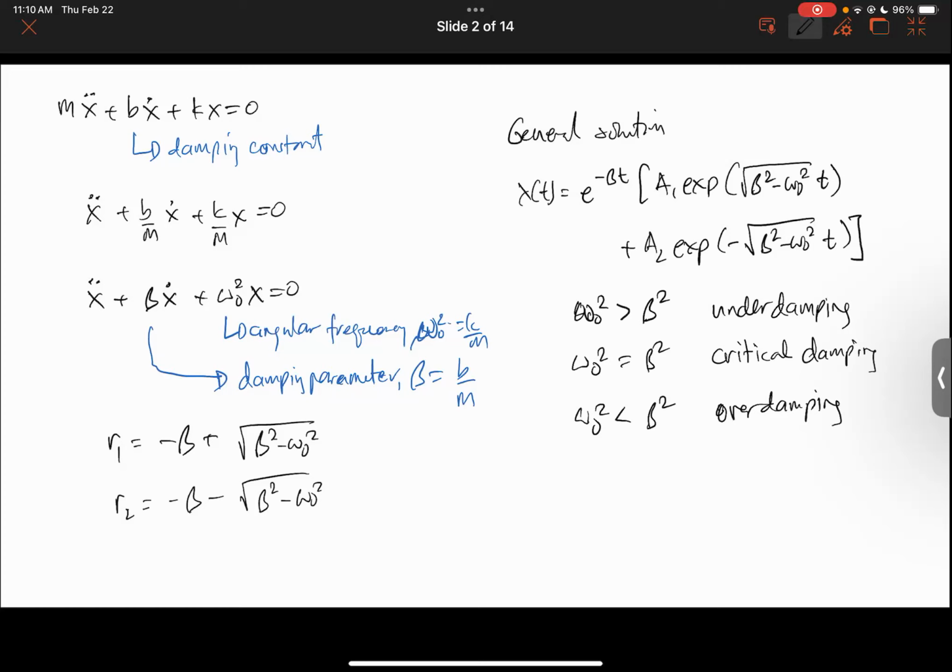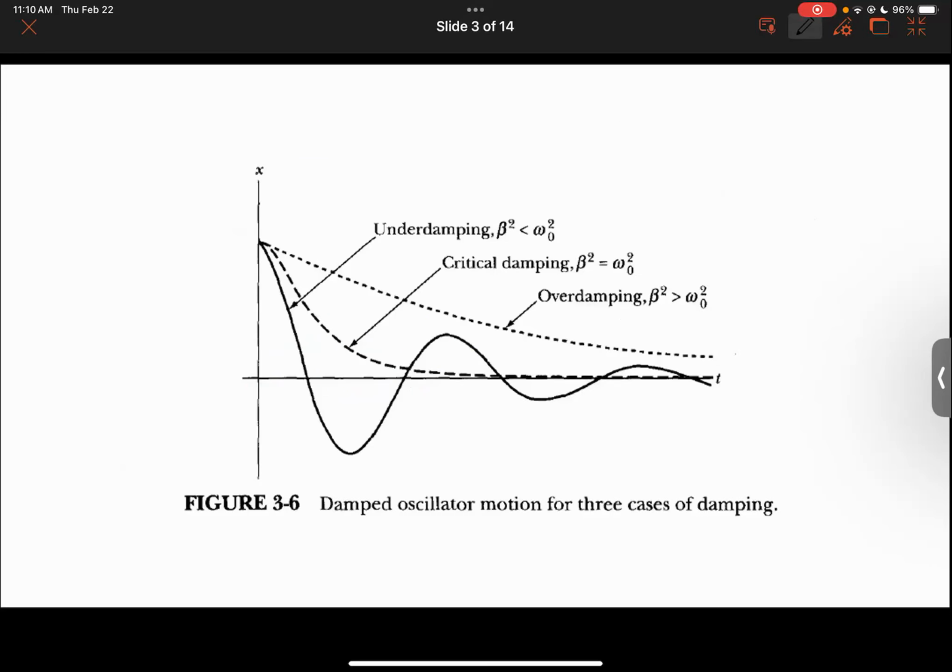Okay, anong itsura nung oscillations nung object pag underdamped or critically damped or overdamped? Okay, so we can see it here. Yung y-axis ay yung position, which yung x-axis ay time. So in the case ng underdamped, beta squared is less than omega naught squared. So ibig sabihin yung damping parameter is less than the frequency of oscillation.